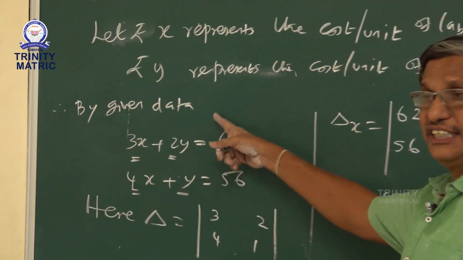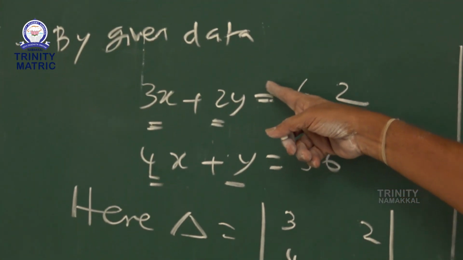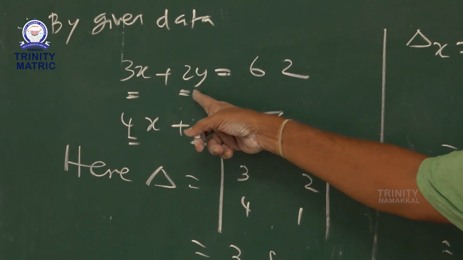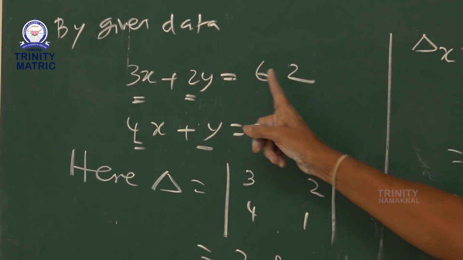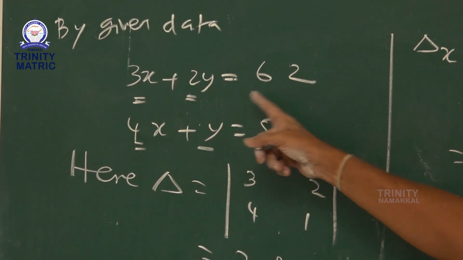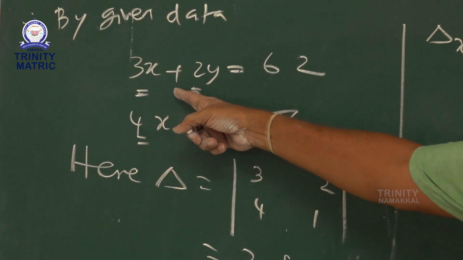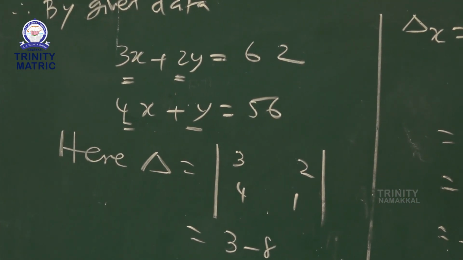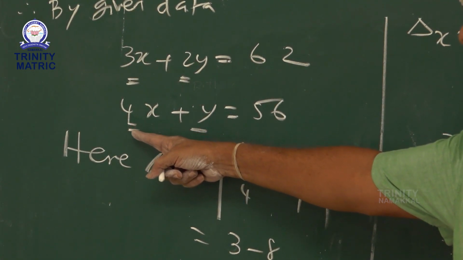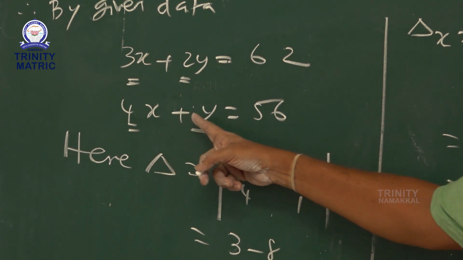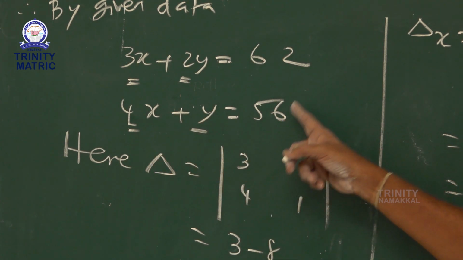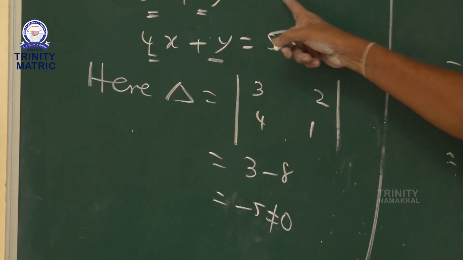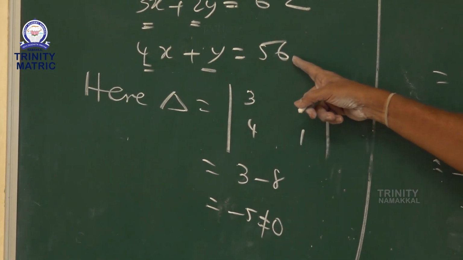So what is the question? Read once or twice so that it will be in your mind. 3 units of labor and 2 units of capital. That is 3x plus 2y is equal to 62. This is the first equation. Likewise, second equation is we are using 4 units of labor and 1 unit of capital, that we can get is 56. So we get 2 equations. What are they? 3x plus 2y is equal to 62, 4x plus y is equal to 56.